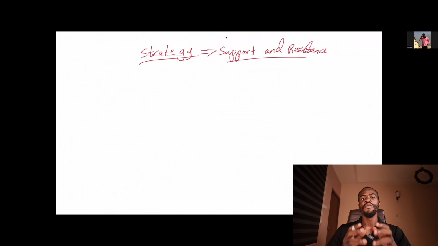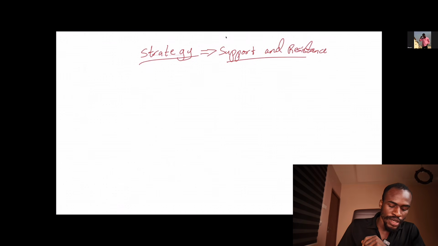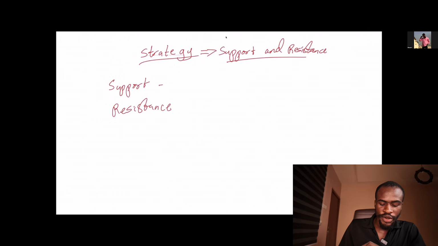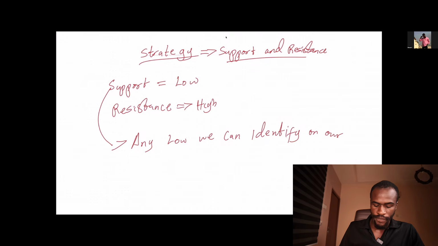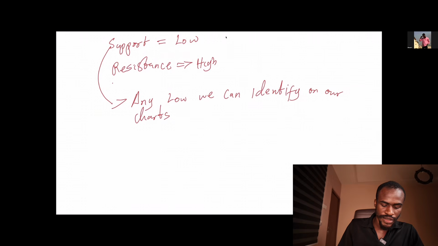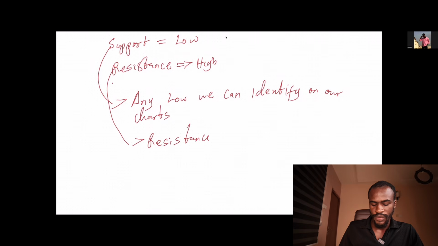Support and resistance. Before we get into how we can use support and resistance to buy or sell, first of all, we need to know what support and resistance is. Now, support and resistance is just another way of saying a low and then a high. Support is more or less any low we can identify on our charts, and then resistance is any high we can identify on our charts.